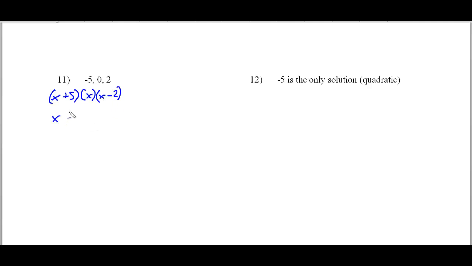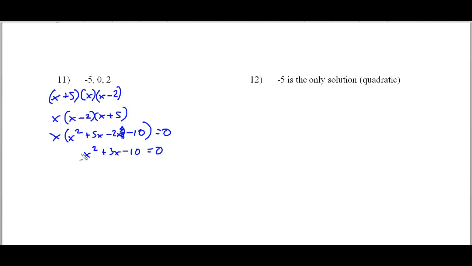Now if I rewrite these, I'm going to have x times a quantity of x minus 2 and x plus 5. This means I can FOIL this and then multiply by x at the end, making this a trinomial with a degree of 3. So this is going to be x squared plus 5x minus 2x minus 10, or x squared plus 3x minus 10 equals 0. But you'll notice that there's still an x hanging out in the front of this here. So what I'm going to do is combine this at the end. X cubed plus 3x squared minus 10x equals 0.